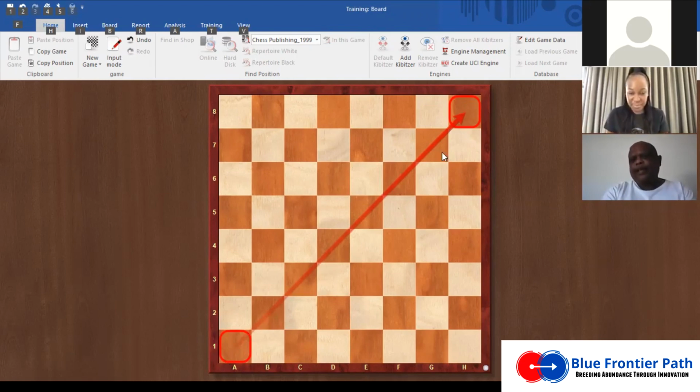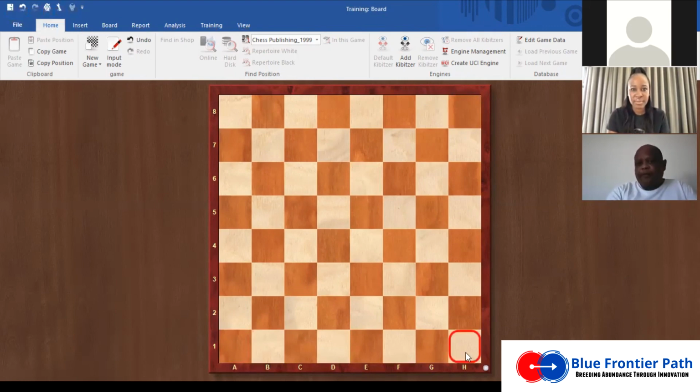Then the next important thing for us to realize is that the corner square, the right-hand square, is H1, and H1 is always white. The square on the right-hand side is always the white square. That is H1. It's quite important for us to understand that part in chess.